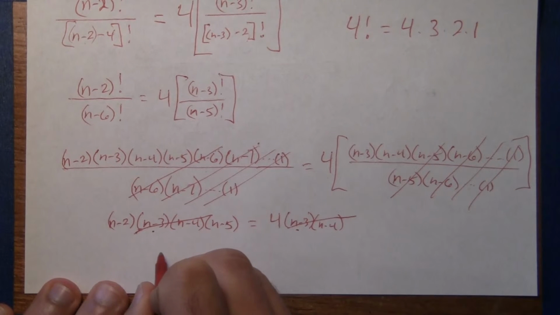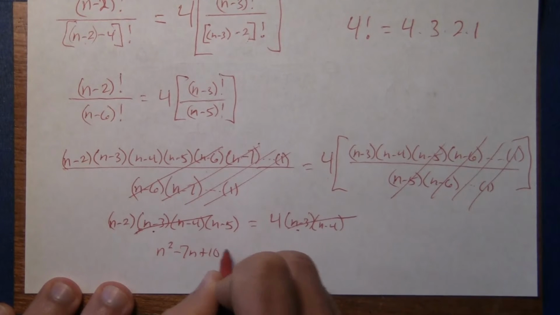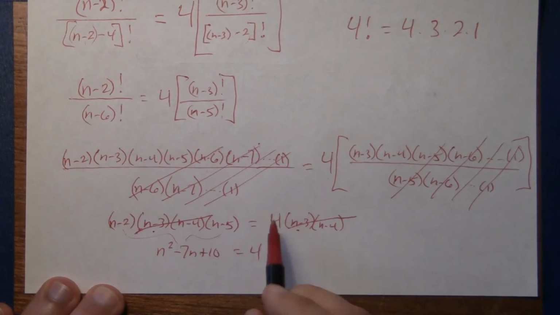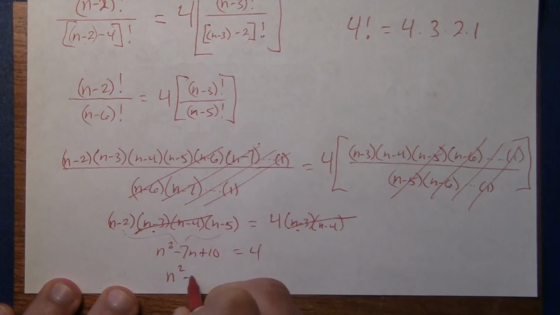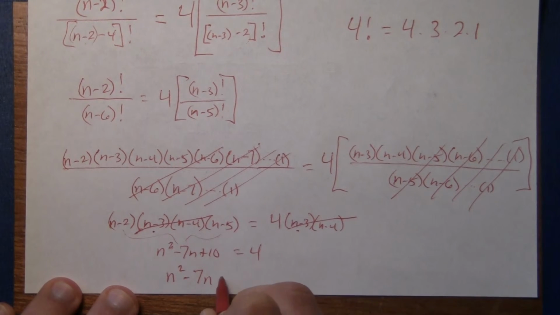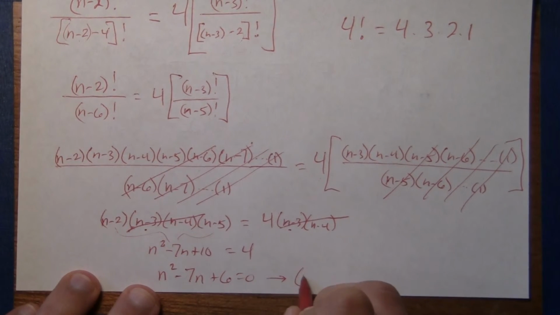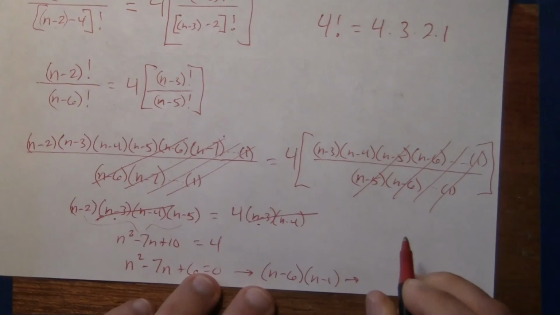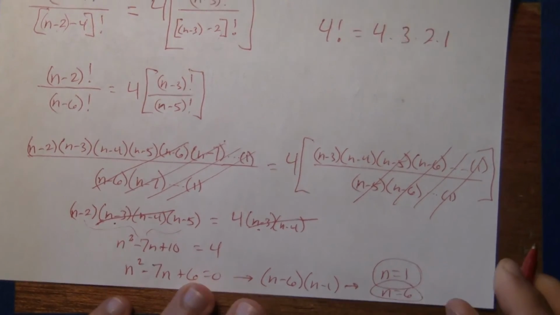So I'm left with, if I distribute on the left side, n squared minus 7n plus 10 is equal to 4. Now my instincts are telling me to multiply that out because it equals 4, and if I'm solving an equation with a square in it, I know I need to set it equal to 0. So I multiplied it out so I can combine like terms. And I get n squared minus 7n, if I subtract the 4, plus 6 is equal to 0, and now I'll go ahead and just factor. This is going to give me n minus 6 and n minus 1, and if I set both of those equal to 0, I get two answers. I get n equals 1 and n equals 6.